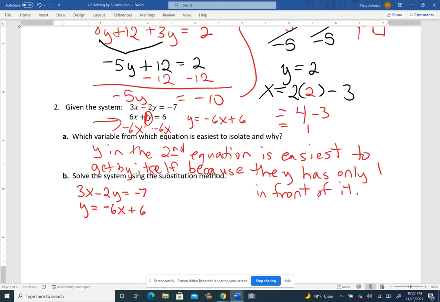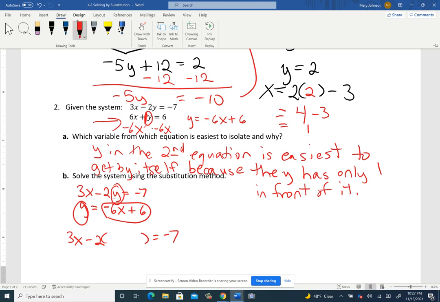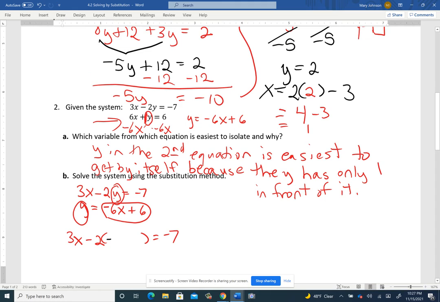Okay, so y is by itself. At the point of intersection, the y should be the same, and y should equal negative 6x plus 6. So what I'm going to do is take that equation, 3x minus 2, and right there where the y is, I'm going to replace it with negative 6x plus 6.